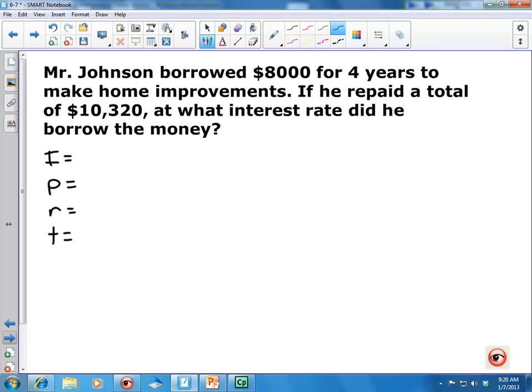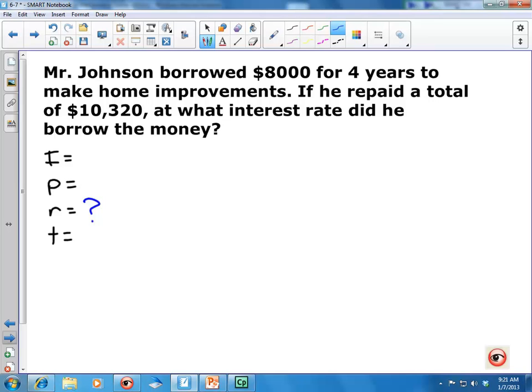It says, Mr. Johnson borrowed $8,000 for 4 years to make home improvements. If he repaid a total of $10,320, at what interest rate did he borrow? So what are we missing here? Yeah, we're missing the interest rate. We're missing the R. This is what we don't know. That's what the question is asking us. But now we have to fill in the rest of that.